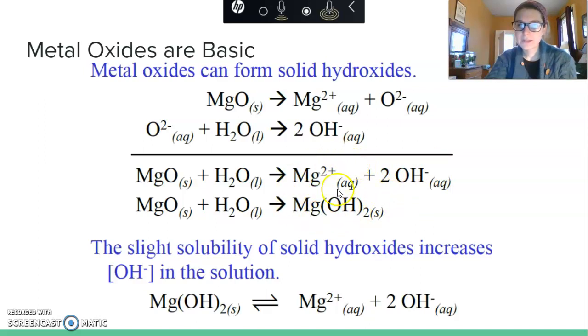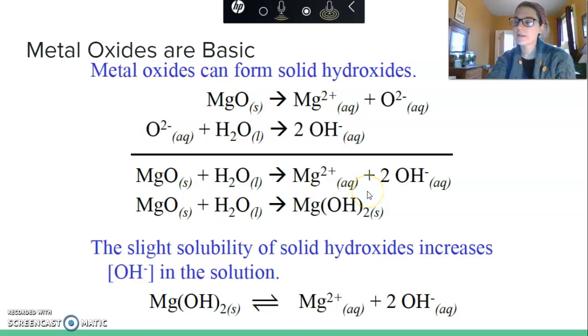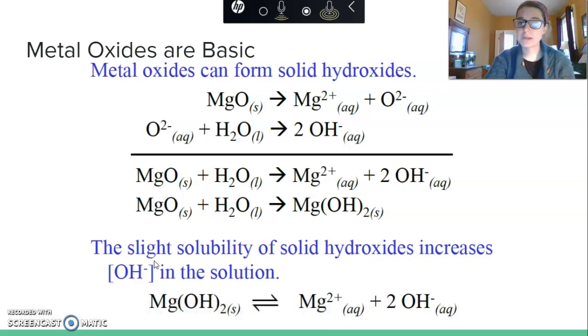Since this is relatively insoluble, if you look at the solubility constant for magnesium hydroxide, it's relatively low. So magnesium hydroxide will form a solid. However, even something that's considered insoluble does dissociate a small amount when in water. It's not that its dissociation is completely zero, it's just very, very low. So even the slightest solubility of solid hydroxide will increase the concentration of OH- in a solution, making it more basic.